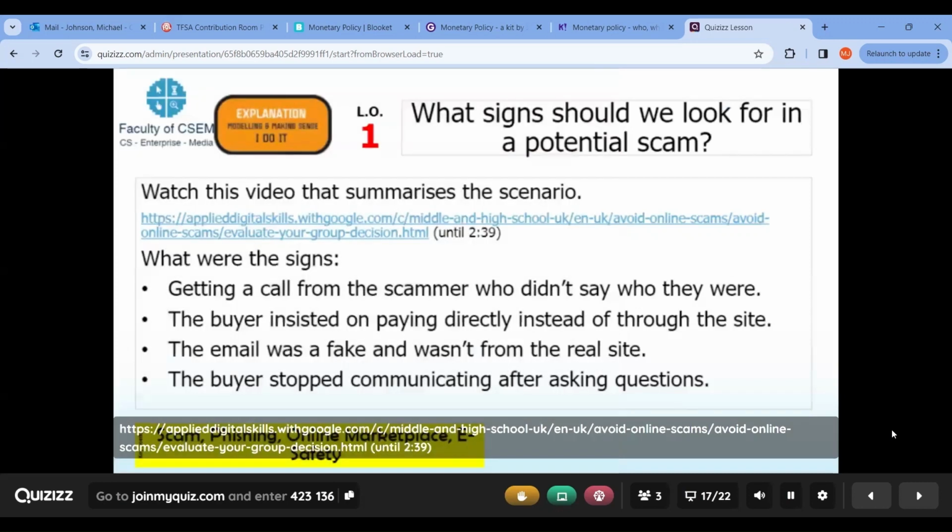So what were the signs? Getting the call from the scammer who didn't say who they were. The buyer insisted on paying directly instead of through the site. The email was fake and wasn't from the real site. The buyer stopped communicating after being asked questions.